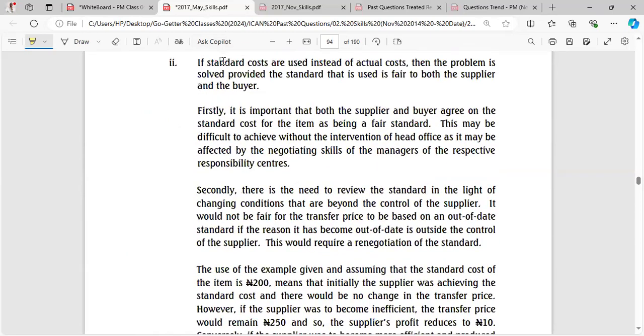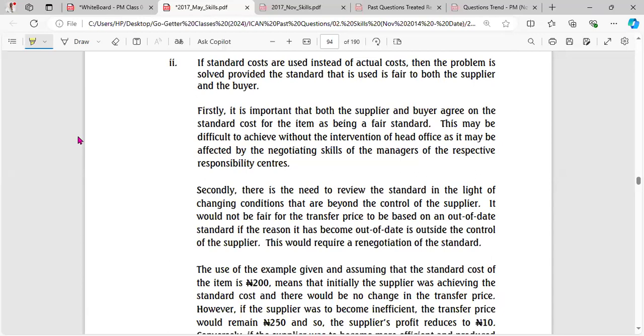All right, look at it here. If standard costs are used instead of actual costs, then the problem is solved provided the standard that is used is fair to both the supplier and the buyer. Now, firstly, it is important that both the supplier and the buyer agree on the standard cost for the item as being a fair standard. This may be difficult to achieve without the intervention of head office, as it may be affected by negotiating skills of the managers of the respective responsibility centers.